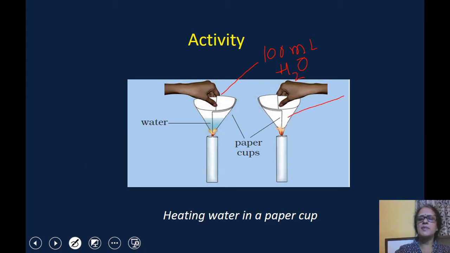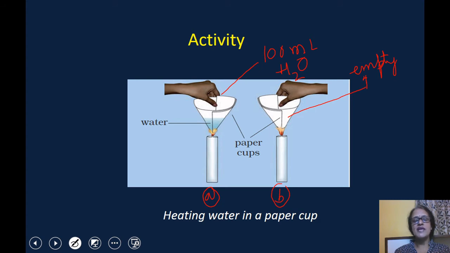And the second paper cup is empty, means no water is here. And then both the paper cups we have put on a burning candle. You will find that in the condition A, suppose I am writing here, this is the case A, this is the case B. So you will find that in case A, the paper cup will not catch fire.